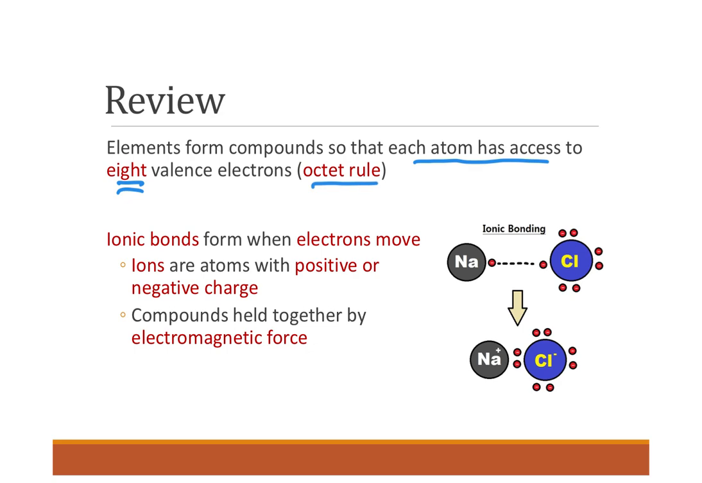In ionic bonds, electrons move. Metals give up their valence electrons, whereas nonmetals accept more valence electrons. So we end up with ions that have a positive or a negative charge. And in an ionic compound, these positive and negative charges attract, and the compound is held together by electromagnetic force.